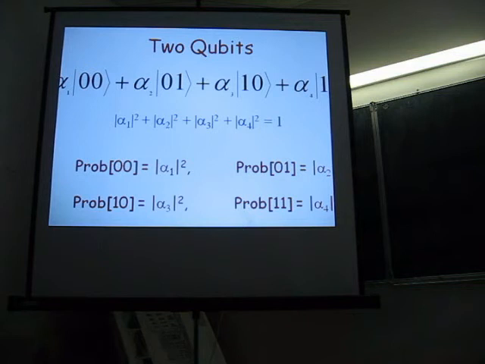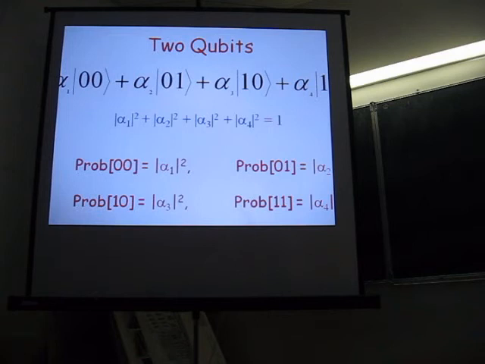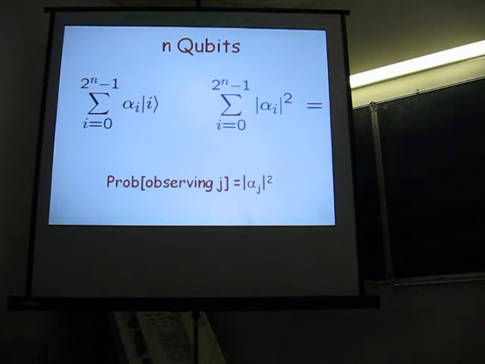So with two qubits, we have a superposition of these four basis states, and each of them has an amplitude. You square the amplitude, and they have to sum up to one, and they induce a probability, but now of four outcomes. For example, outcome 1-1 has probability alpha 4 squared. And when you generalize to n qubits, you will get a superposition of 2 to the n basis states, each with a particular amplitude. You will want these amplitudes squared to sum up to 1. And the probability of seeing state j is just the amplitude in front of that state, squared.